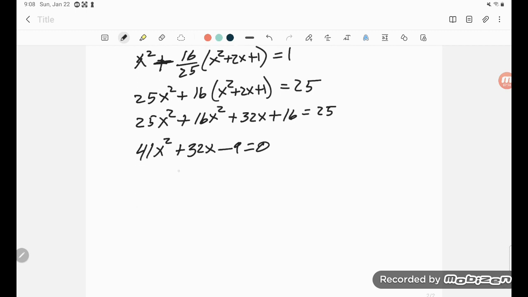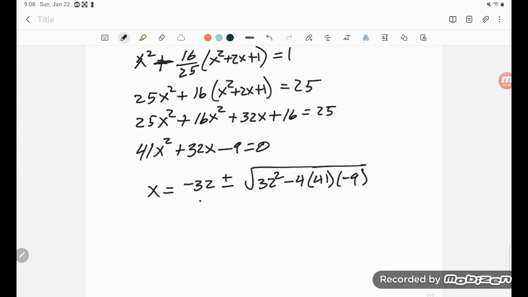Now I can use the quadratic formula and write that x is equal to minus 32 plus or minus the square root of 32 squared minus 4 times 41 times negative 9, and then all divided by 2 times 41.